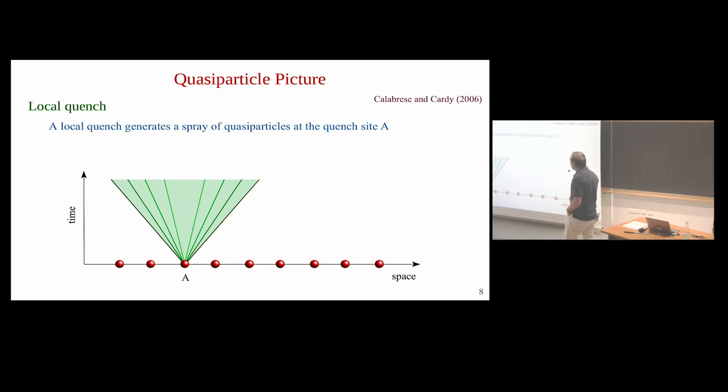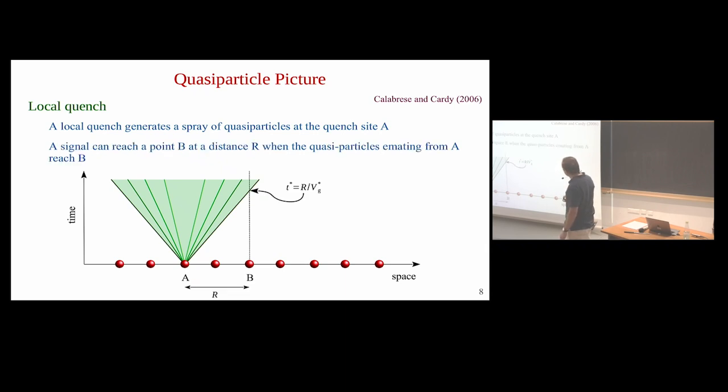At a site i, the quasi-particles will propagate with their respective group velocities, and then at some point they reach a point B at a position r, and this will start to activate the correlation in the problem. So this gives you an activation time that is essentially the distance between the points divided by the maximum group velocity of the quasi-particles that have been generated in your system. This defines a light cone at a velocity that is the maximum group velocity of your quasi-particles.